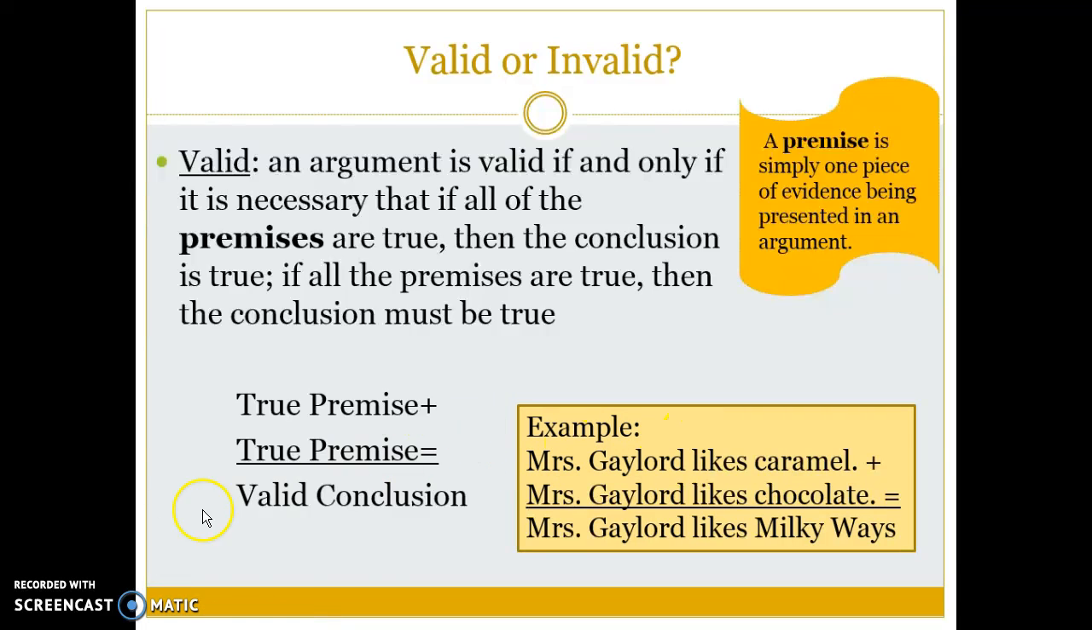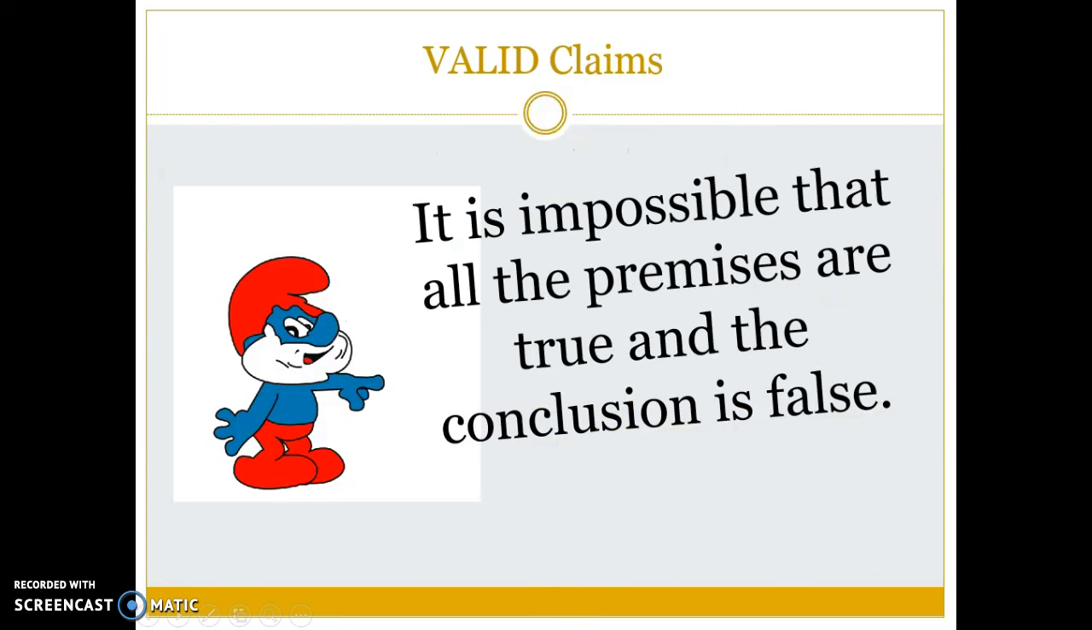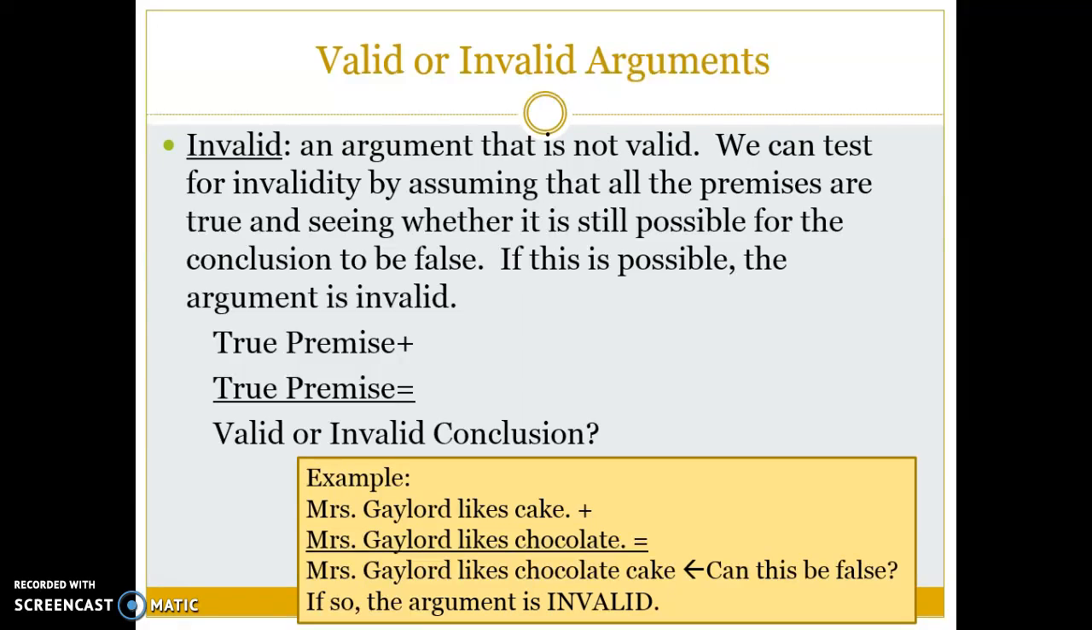So here's an example. Mrs. Gaylord likes caramel. Mrs. Gaylord likes chocolate. You put those two premises together and you get Mrs. Gaylord likes Milky Ways. This is, in fact, a valid argument. Remember, for valid claims, it is impossible that all the premises are true and the conclusion to be false. If there's any way that the conclusion may be false, then it would in fact be an invalid argument.